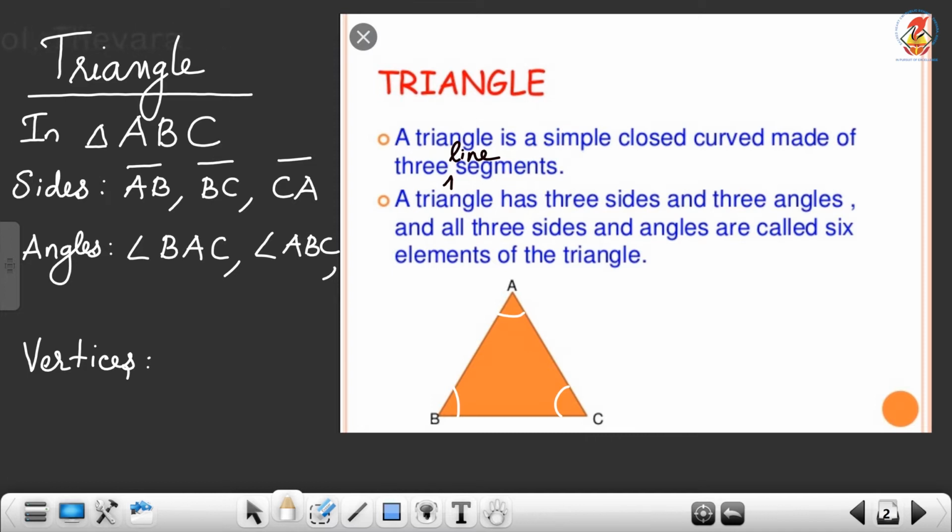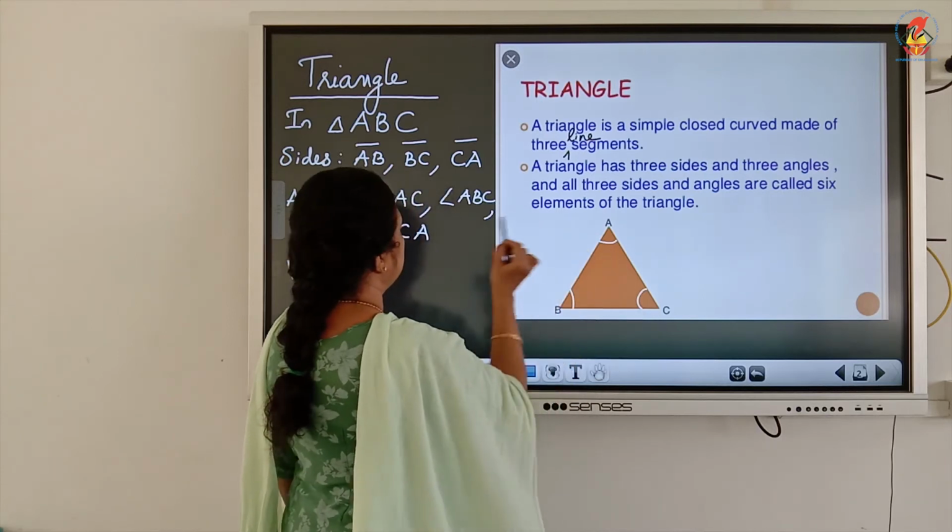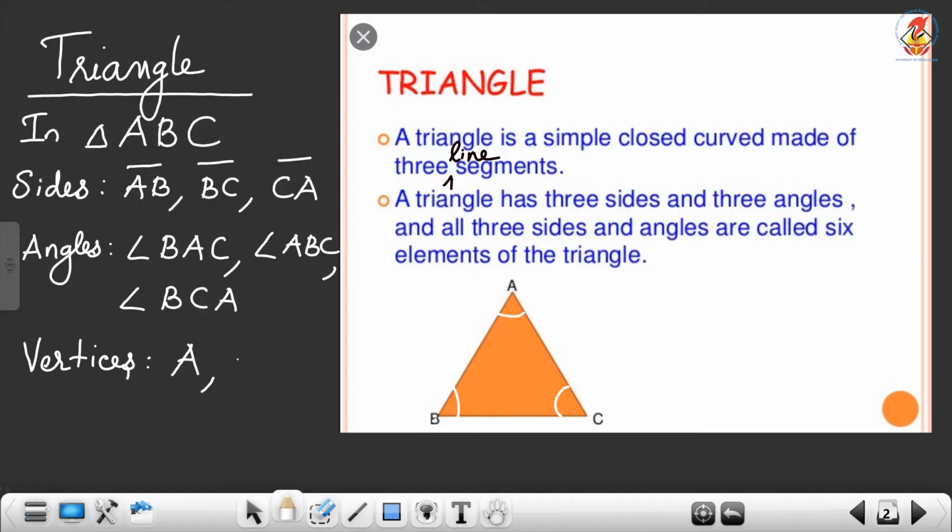Then the third angle, angle C. Angle C we can say that it is angle BCA or angle ACB. Now we can take it as angle BCA. So this triangle has 3 angles: angle A or angle BAC, next angle B, angle ABC, then the third angle is angle C, which is equal to angle BCA. And we have 3 vertices also. So the vertices are A, B and C.